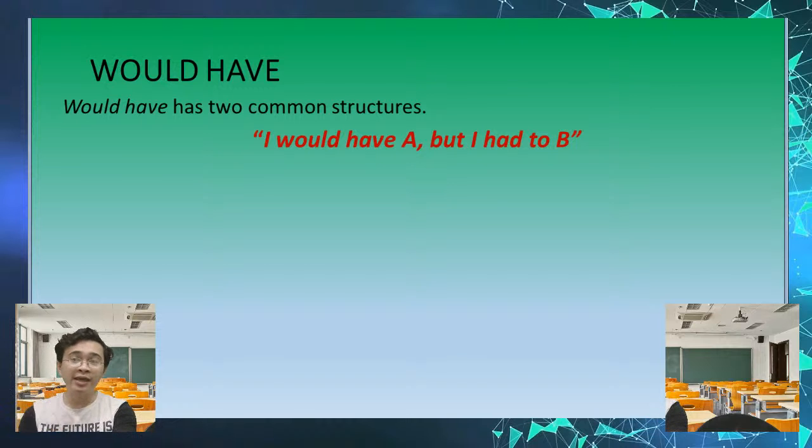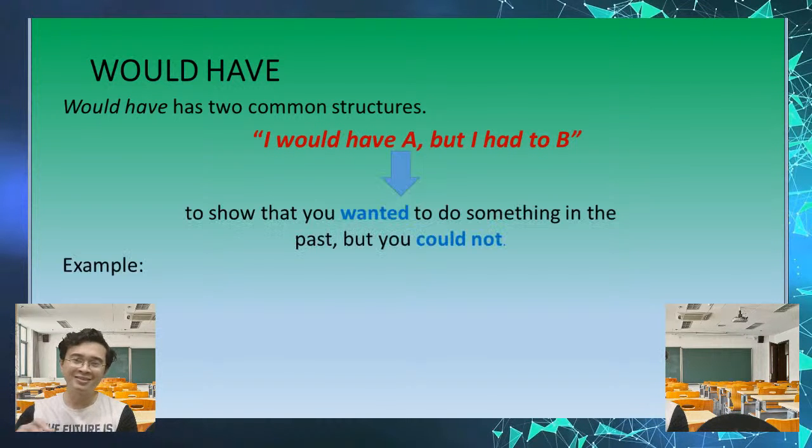And then followed by A, would have A, but I had to. Of course, we have but here. It means there's like opposition, like a contradiction about your decision in the past. So, but I had to B. So with the word had, it means it was a necessity that you needed to do something in the past. So you had no choice because it was your obligation to do something in the past. So we can use I would have A, but I had to B.